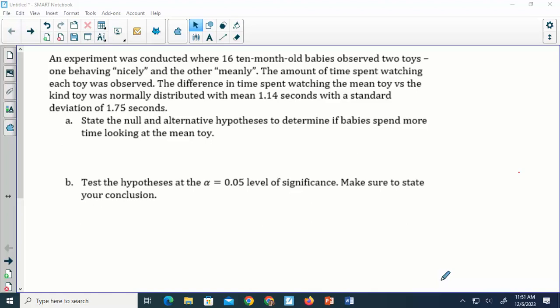For the null, we had the mean equals 0. And for the alternative, we had the mean was greater than 0. And this is the mean of the difference. Why are we setting it up as a difference instead of two separate samples? Because it's the same babies watching two different scenarios. Right. This is matched pairs data because we have one baby watching two different scenarios and comparing their reaction.